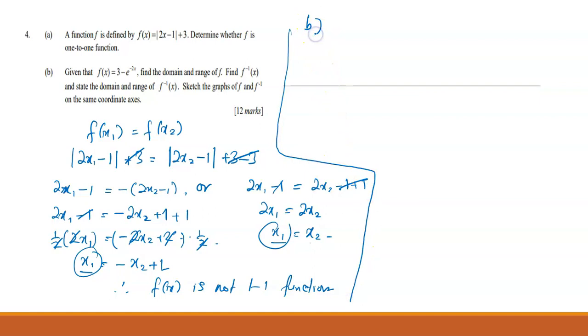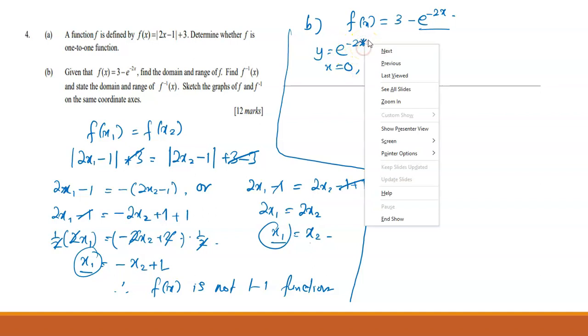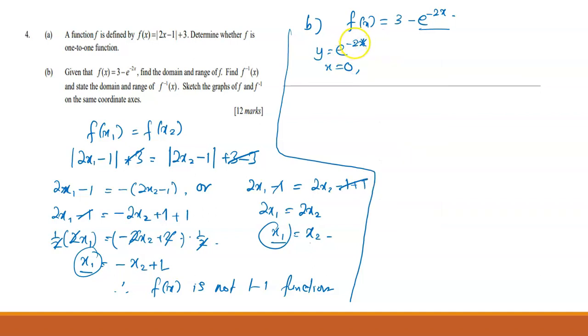Okay, so the next question B. Given that f(x) equal to 3 minus e power of negative 2x, find the domain and range of f. Okay, so now class, let's take a look, focusing on this one here, y equal to e power of negative 2x. So when x equal to 0, 0 times negative 2 equal to 0. So then e power of 0 equal to 1.